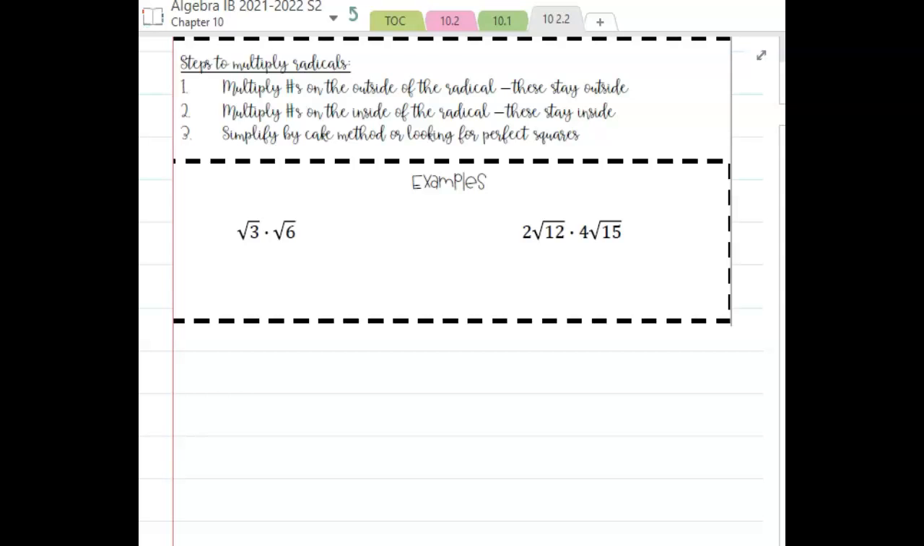And then once you do that, you're going to take these 2 radicals and multiply them together and turn them into 1 radical. And then you're just simplifying radicals using the cake method or the perfect square method that I mentioned to you guys yesterday.